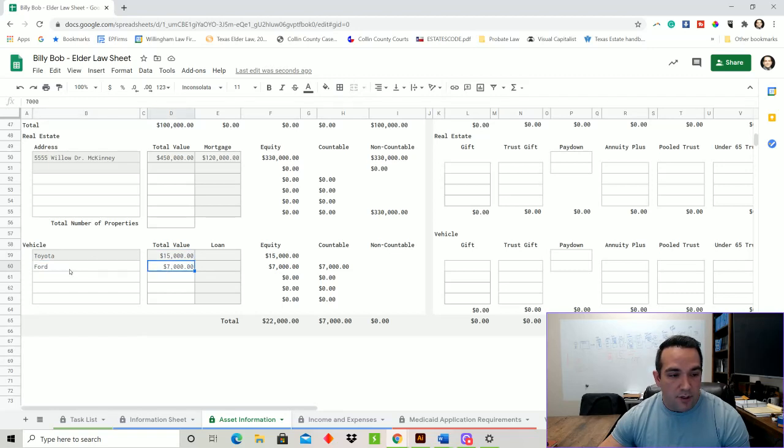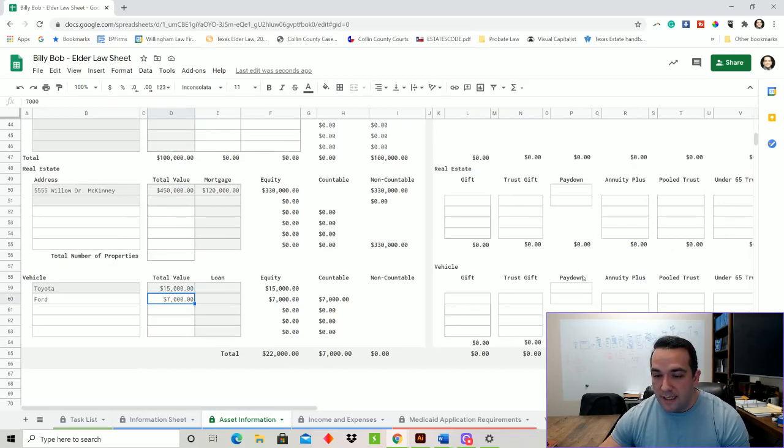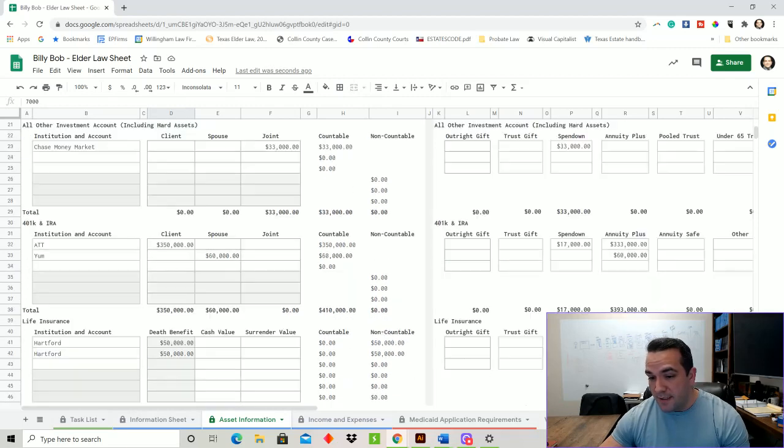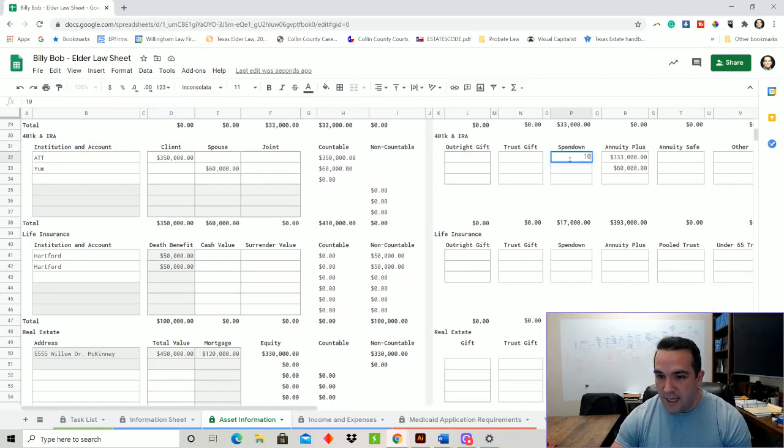So either we sell this car and get $7,000 here, and either go buy a new car or sell them both, or we take that $7,000 and use it for the spend down here. So why don't we do that? We'll do $10,000 here, and then we'll take this to $340,000.